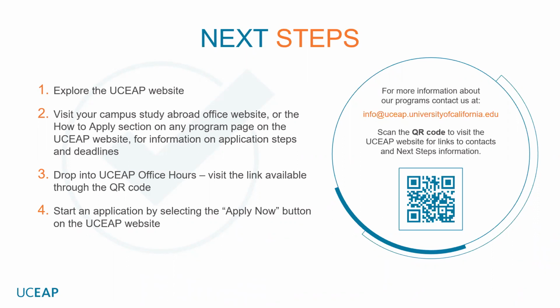Contact information for campus offices is available through the QR code on the slide, and office hours where you can schedule an appointment to have a video call with a UCEAP specialist is also available through the same QR code. Once you have determined which program you're going to apply to, you can start an application by selecting the "Apply Now" button on the UCEAP website.